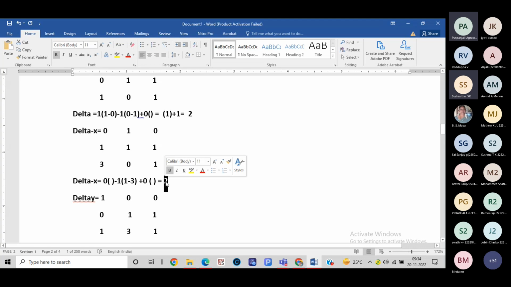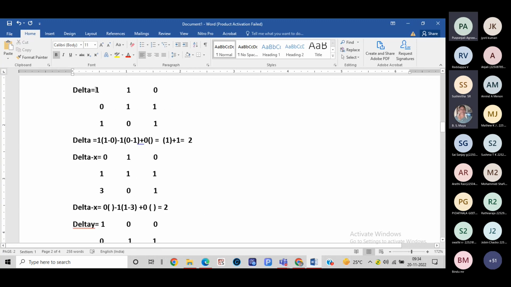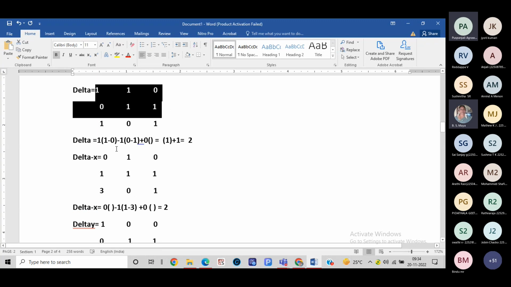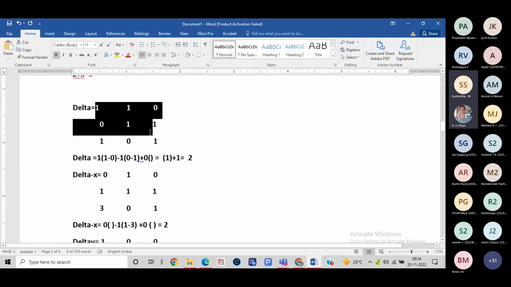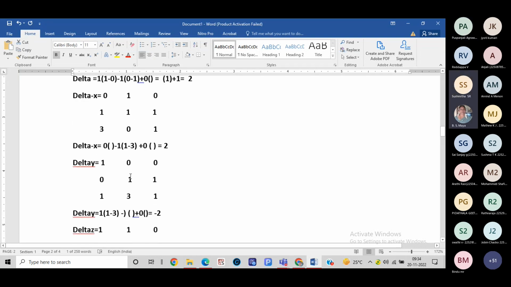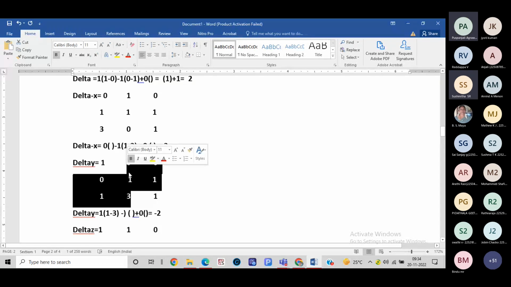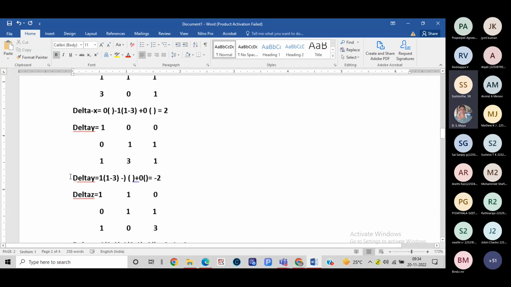Then what about delta y? Which column do we replace? We replace the y column. You take the given problem only. Don't take the previous step. If you take the previous step, it's wrong, right? You should take the original problem, and in that original problem you replace only the y column. 1 1 0 will be replaced with 0 1 3. The third column is copied as it is. Then find out delta y.